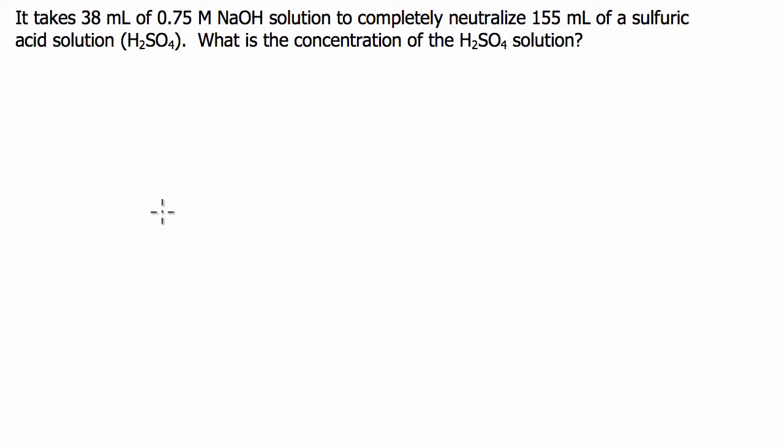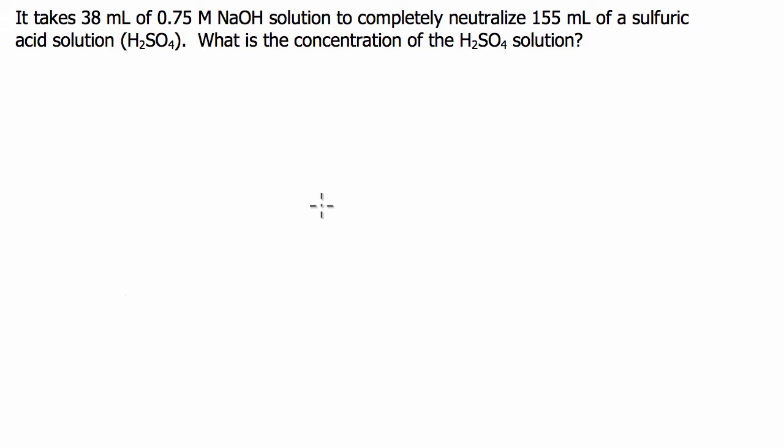More specifically, we are titrating strong acids with strong bases to work out the concentration of, in this case, a strong acid. So let's have a look at what we have. It takes 38 mils of 0.75 mole per litre sodium hydroxide solution to completely neutralise 155 mils of a sulfuric acid solution. What is the concentration of the sulfuric acid solution?